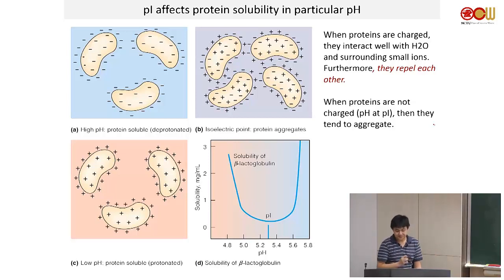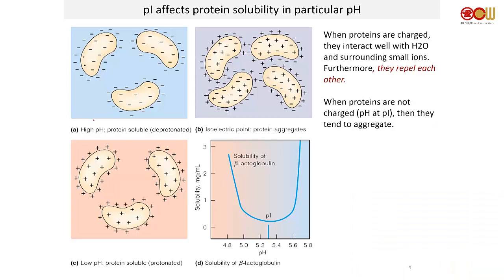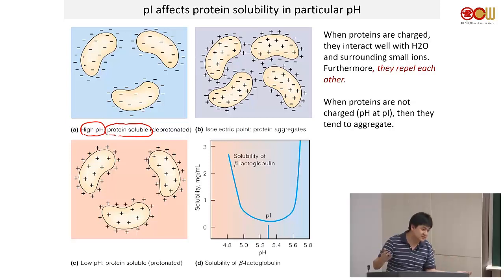Now, if you take a look at these pictures, at high pH, protein is usually soluble. Why is that? Because your protein is heavily charged. Your protein has a lot of charge, and when it has a lot of charge, the water is going to form hydration shells. You're going to have sodium ions and other small metal ions interacting with your protein, and it's going to be quite soluble. So you guys know that everything that's charged is soluble.